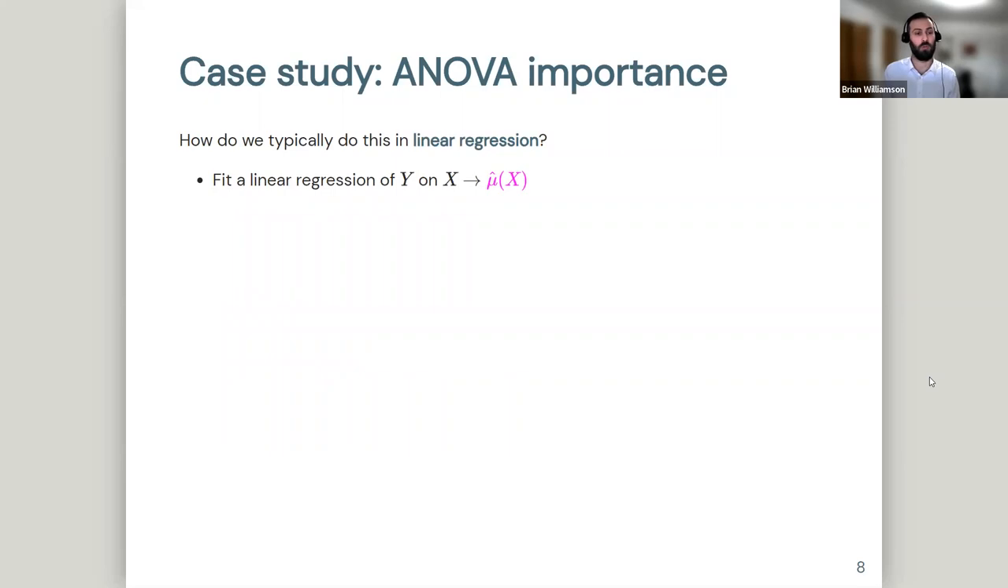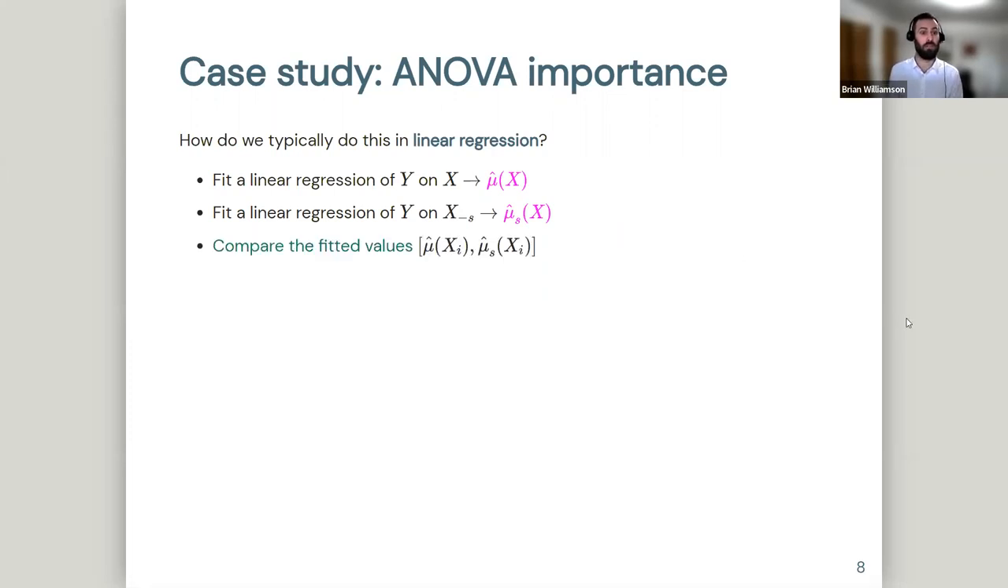One approach would be to fit a linear regression of my outcome on all of the variables. That gives me a prediction function that I'm going to call mu hat of X. It takes in the covariates and returns a predicted outcome value. And do the same thing where now I'm fitting a linear regression on a reduced collection of variables. Here, X minus S is all the variables that I don't care about, and X_S are the ones that I do. So I'm removing those and fitting the linear regression again. This gives me a second prediction function, mu hat of S, which again takes in covariates and returns a predicted outcome. And then I can compare the fitted values of these two regression functions.